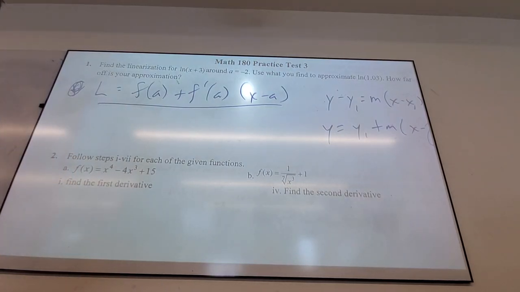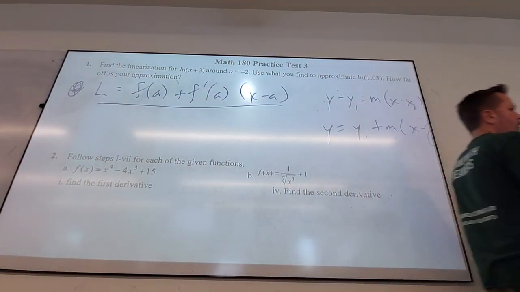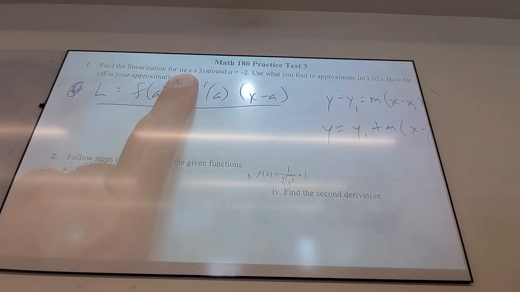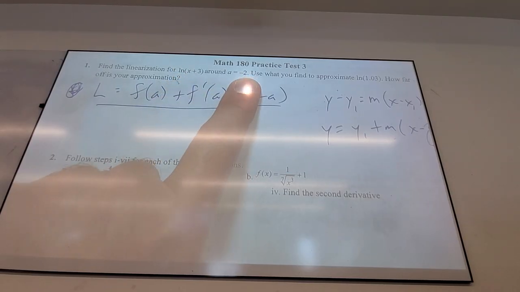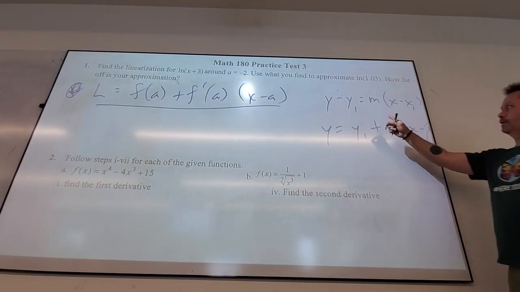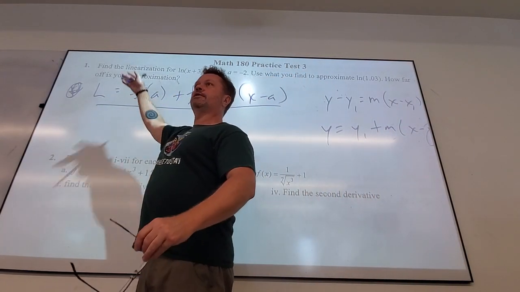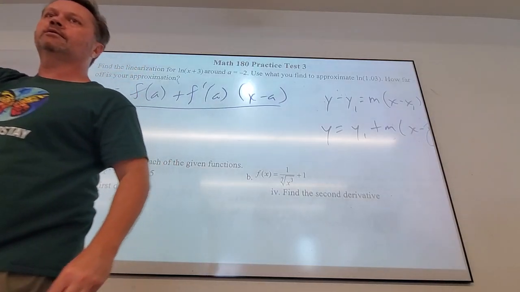How do we get the slope? First derivative. So if you take the first derivative, you can then plug the value in to see what the slope is there. You guys with me? If you take the derivative of this and you plug -2 in, you'll see what the slope is there. That's the slope. And then this is just plugging -2 into the function.